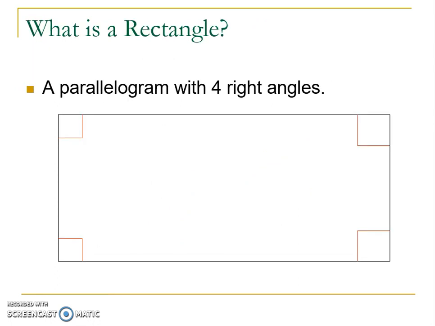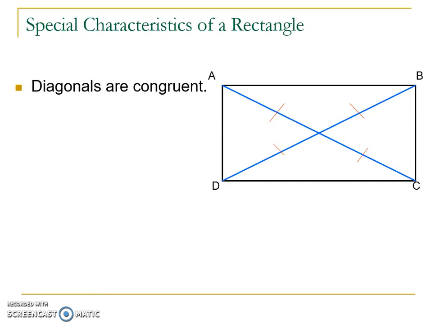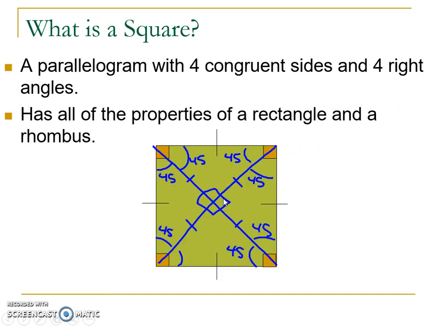What is a rectangle? A parallelogram with 4 right angles. Special characteristics of a rectangle. Diagonals are congruent. So here, this diagonal, they are congruent.